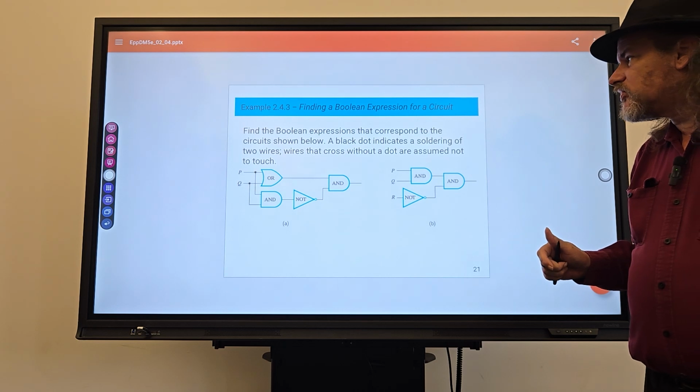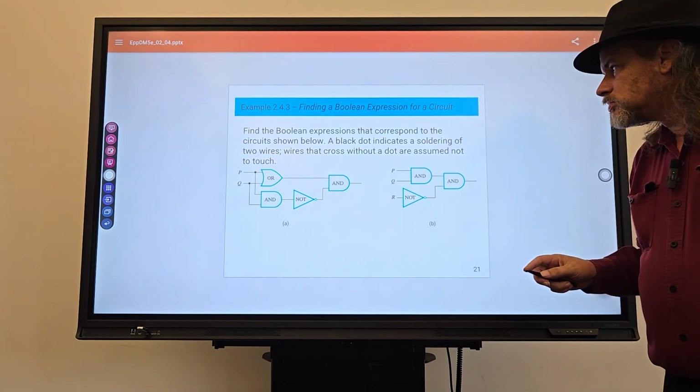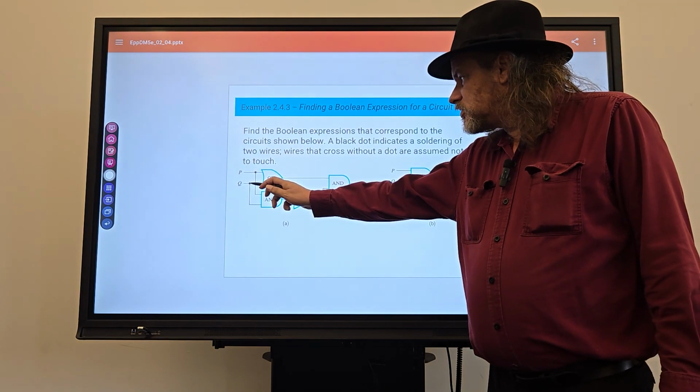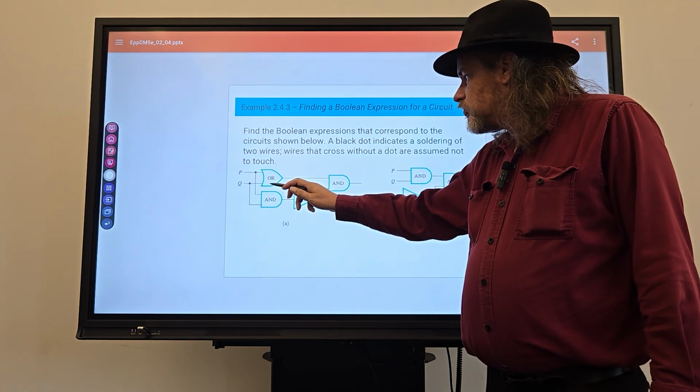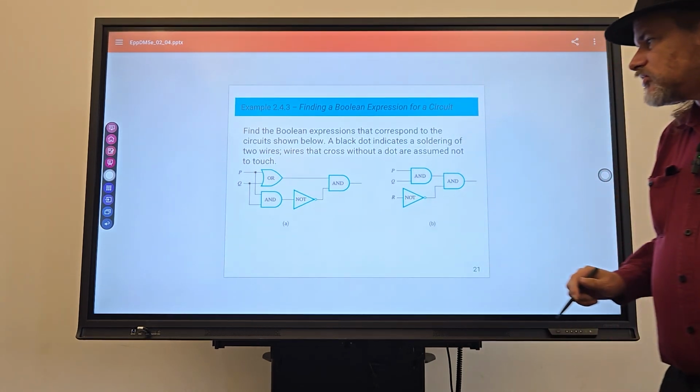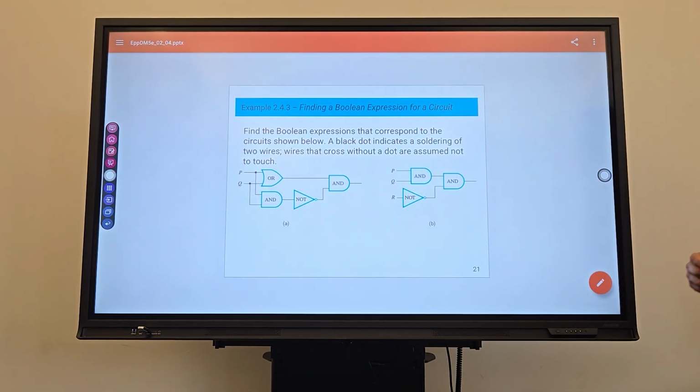Find the expressions that correspond to the circuits below. A black dot indicates a connected wire. Crossing without a black dot means that the wires do not touch. That's for those that haven't taken digital logic yet.